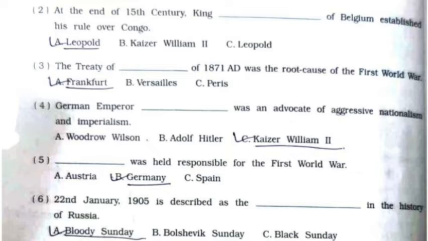It is option number C. Fifth, Germany was held responsible for the First World War. It's option number B. Sixth, 22nd January 1905 is described as the Bloody Sunday in the history of Russia. It's option number A.